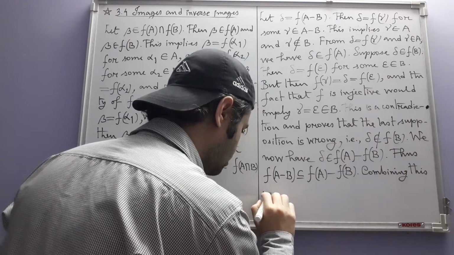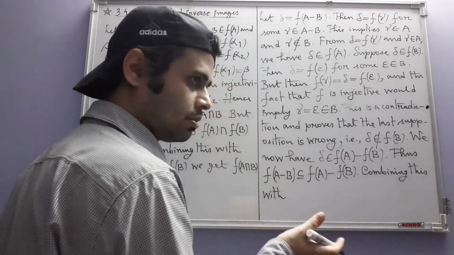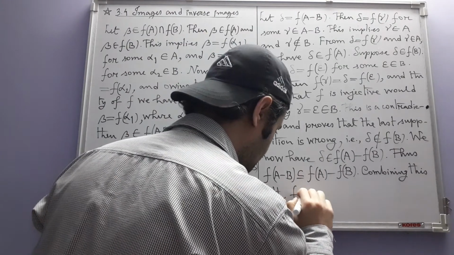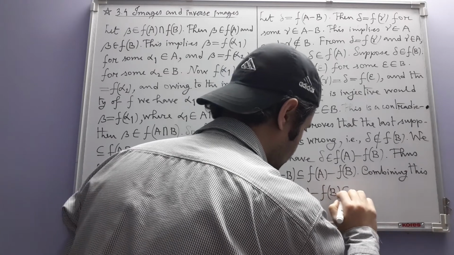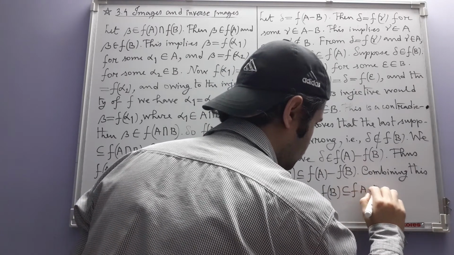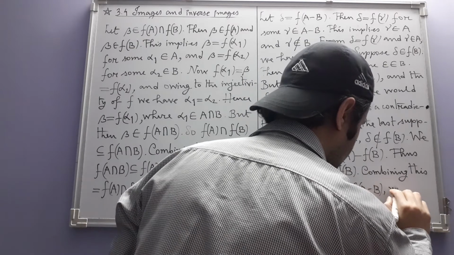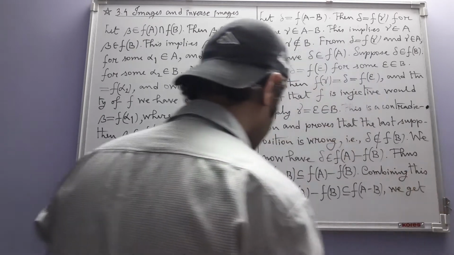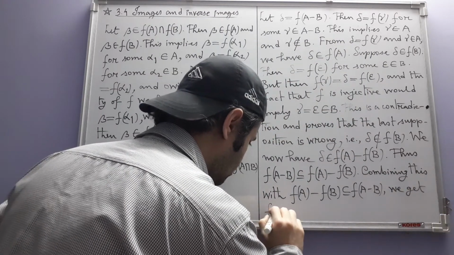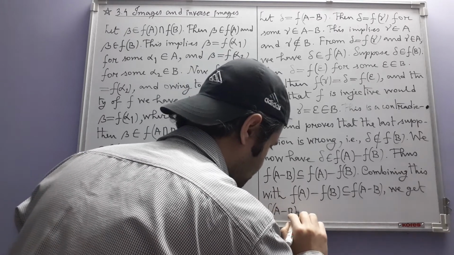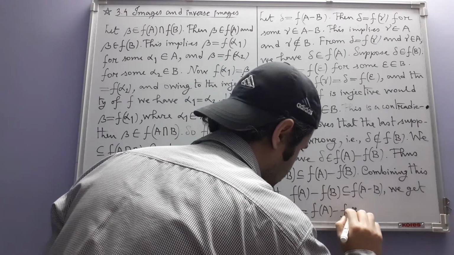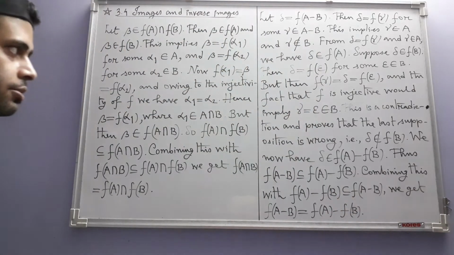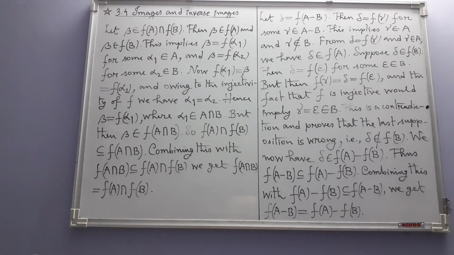Combining this with the already established relation, that is the other one, we get equality. Okay, so injectivity of f gives us equality in both these weaker relations.